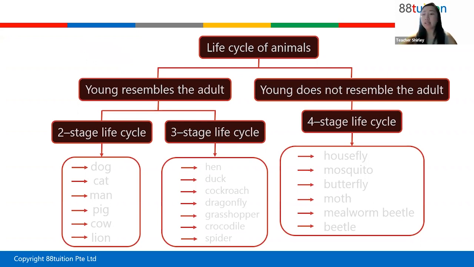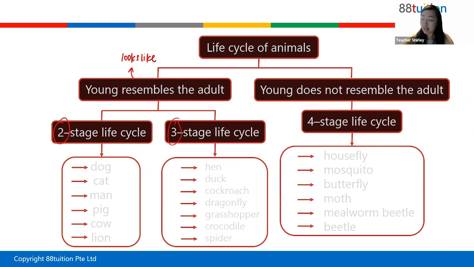Yeah. Okay, so over here we have young resemble the adult. Okay, so over here, let's see. Okay, resembles means it looks like the adult. So it's like a classification chart, right? So looks like the adult, we also can separate into 2 stages versus 3 stages.